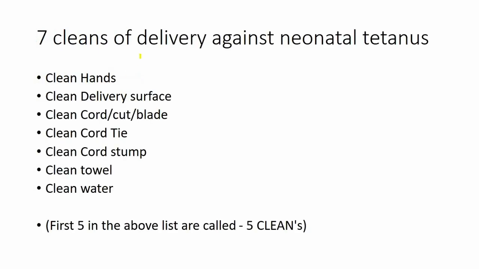We have Mala N and Mala D. We all know one is free, one is at cost, which will be provided in PHCs. Here is how to remember this: Mala N is free of cost, N for no money. So you should remember 7 cleans of delivery against neonatal tetanus. The first 5 are given in the book. These are clean hands, clean delivery surface, clean cord cut or clean blade, clean cord tie, clean cord stump, clean towel and clean water. These are all the 7 cleans to prevent neonatal tetanus during delivery.